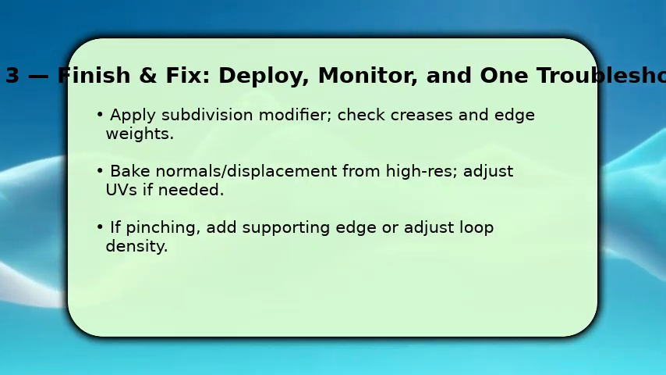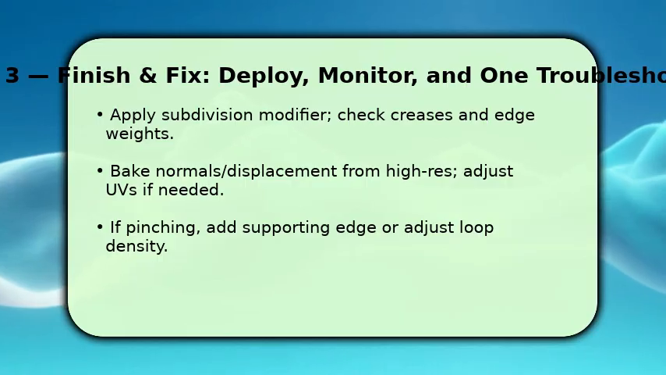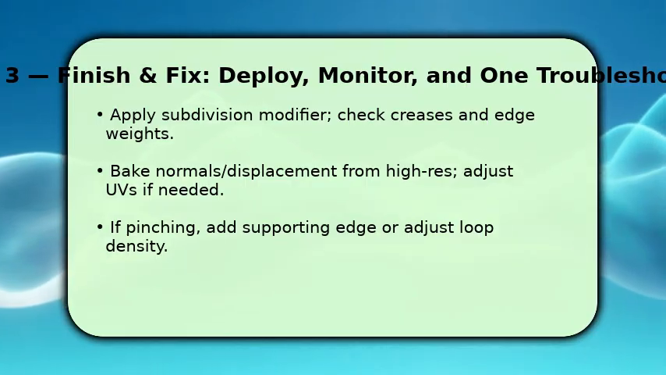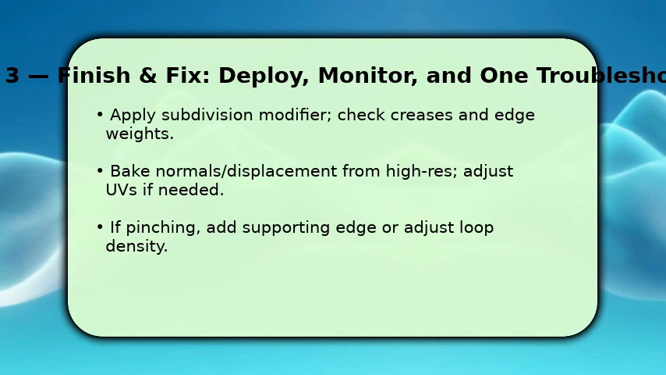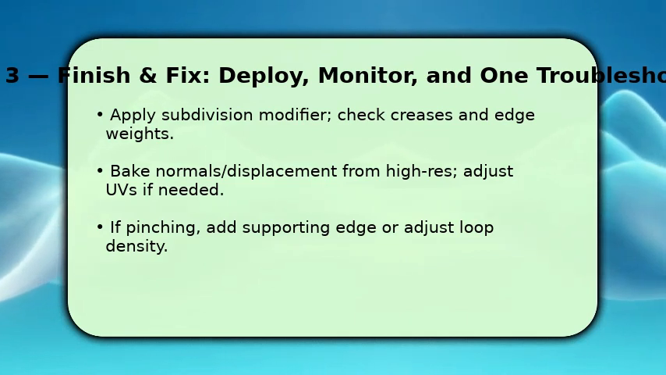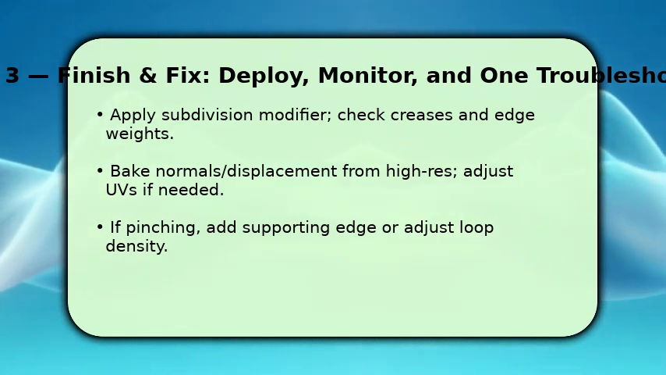If you see pinching, add a supporting edge or redistribute loop density to relieve the stress. If smoothing normals look wrong, recalc normals or split the troublesome seam. Those small fixes finish the job.